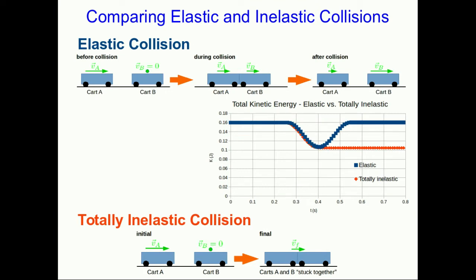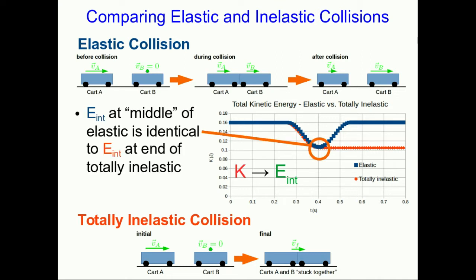And so comparing the total kinetic energy versus time for an elastic and a totally inelastic collision, you'd see a graph that looks like this, where the histories of the kinetic energy look the same up until the midpoint of the elastic collision. And remember that what's going on here is that kinetic energy is being converted into internal energy, so that we can say that the internal energy at the middle of the elastic collision is identical to how much internal energy the system has at the end of the corresponding totally inelastic collision.